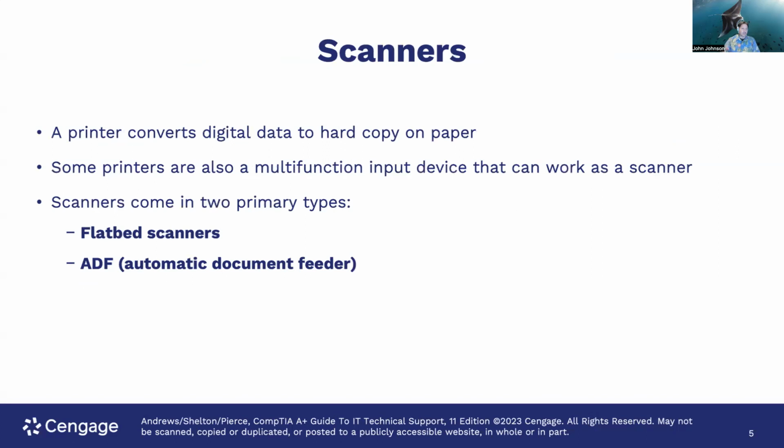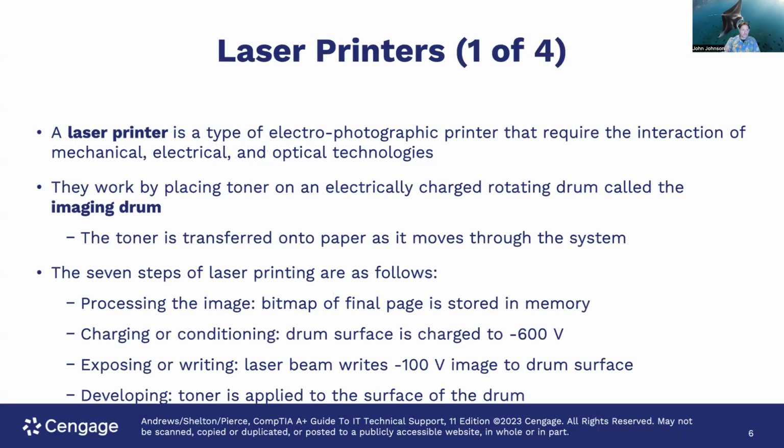So scanners. A printer converts digital data to a hard copy on paper. Some printers are also a multifunction input device that can work as a scanner as well. Scanners come in primarily two different types. You've got the flatbed scanner, where you put the image that you want to copy or scan on top of it, and then the actual reading element runs under it to scan it. Then you've got the ADF, the automatic document feeder, which is a feeder that goes on the back that you can put multiple objects in to scan, and it'll automatically feed them through the system and scan them, which is a much faster process than flatbed scanning.